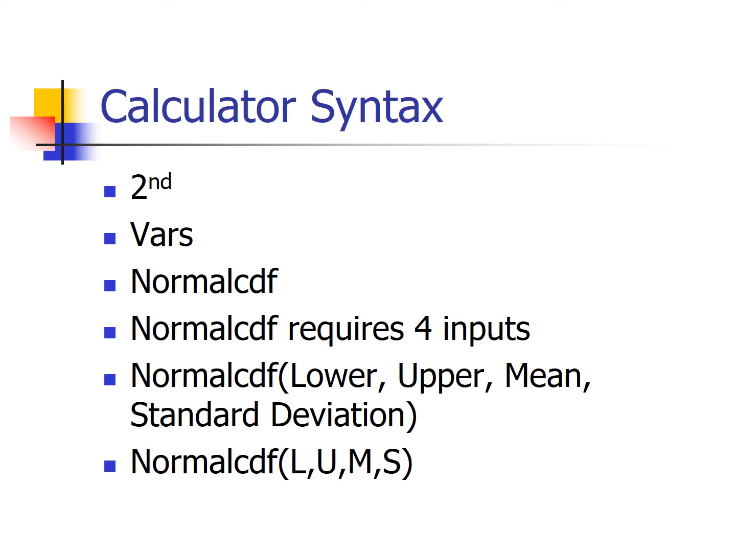This is how we do it. So, very similar start, we hit second. That's the blue button in the upper left. We hit vars. Then we go to normal CDF. This is actually, I think, on the very top of our list. Now, normal CDF requires 4 numbers or 4 inputs, and they have to be done in a very specific order. It has to be normal CDF: lower, upper, mean, and standard deviation.